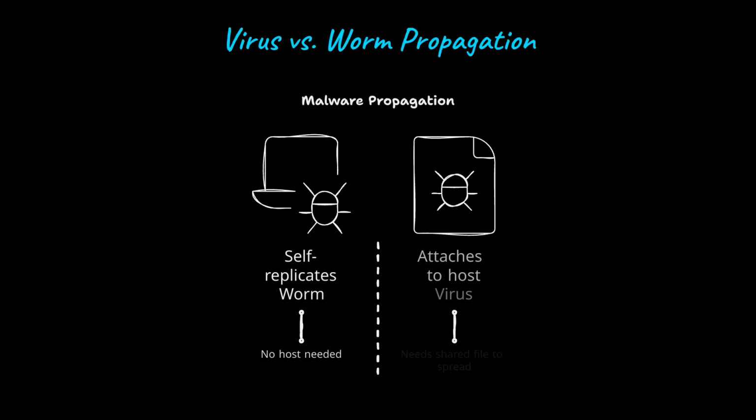The most tested distinction is virus versus worm. A virus must attach to a host file and can only move when that file is shared or run. A worm needs no host at all. It copies itself automatically across a network with no user action required.